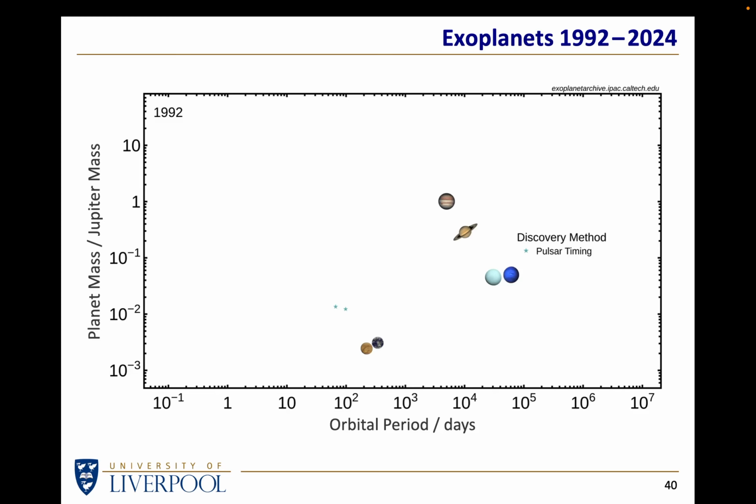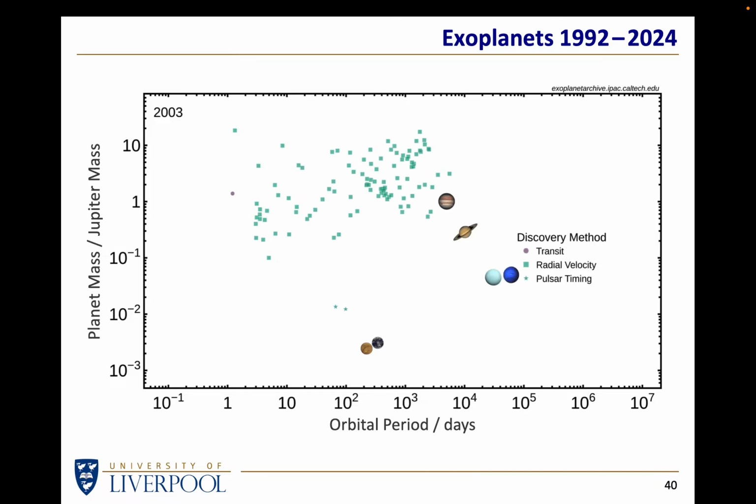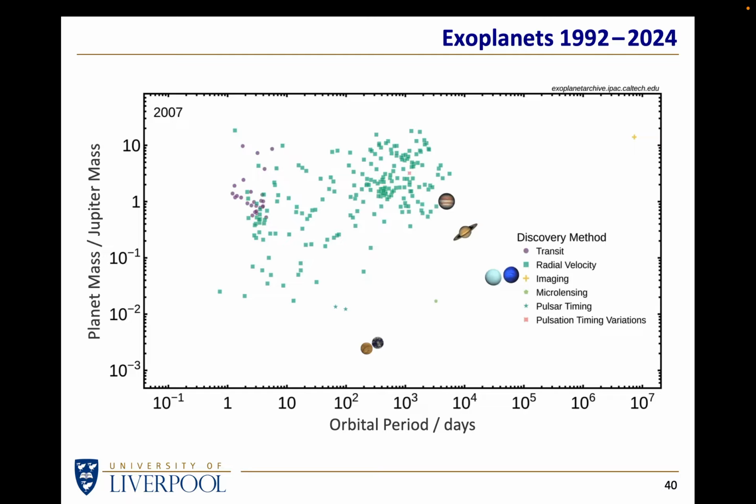The dot is positioned according to its mass on this scale compared to our Jupiter as a reference, and on the horizontal scale, how long it takes to go around its star. There's our planets in our solar system just for reference. So as the dates click by, there's the date in the top left-hand corner, as the date clicks by over the last 2 decades or so, you can see more and more planets have been found.